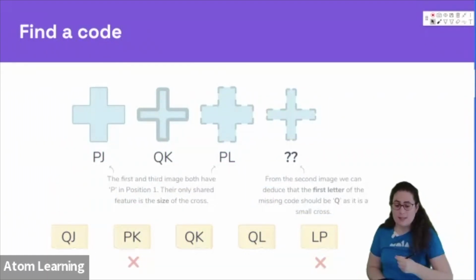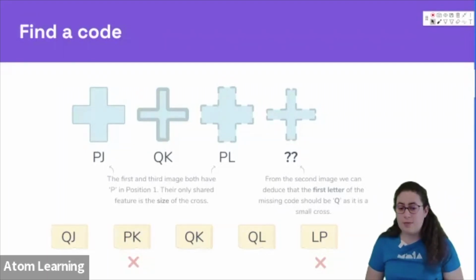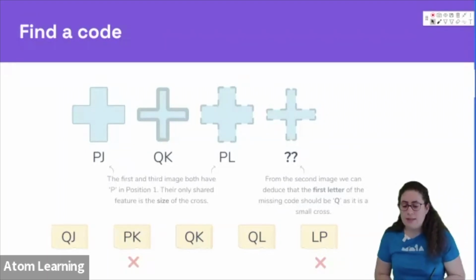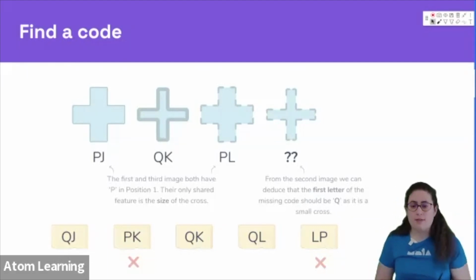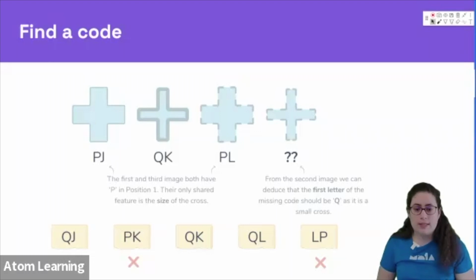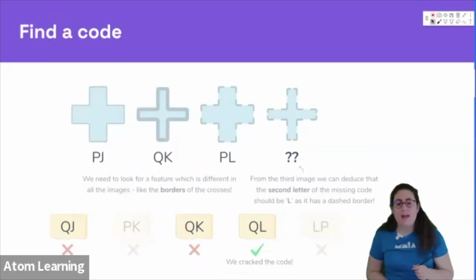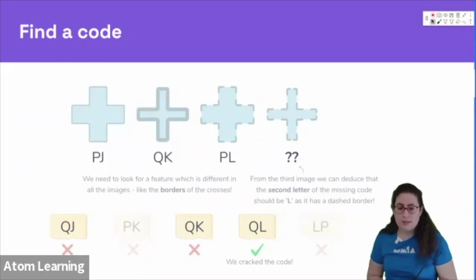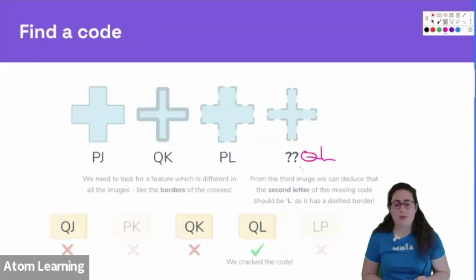Oh, here it is, step by step. I forgot that would happen in the next slide. But yes, it says the same thing that I just did. We can see that P will stand for size, and the P represents thick crosses. And so we can eliminate P, and then we also know that we want L to stand for a dotted line or a dashed line outline. And so that is what we find at the end. The perfect code for this one is QL.